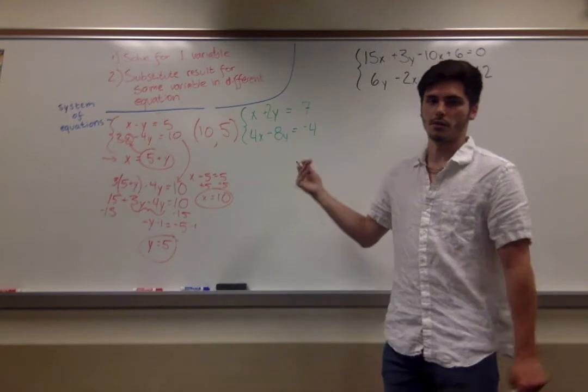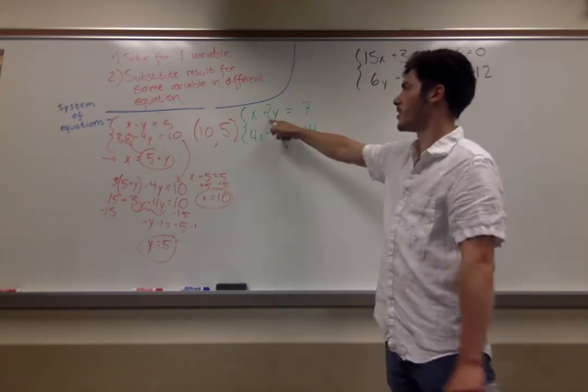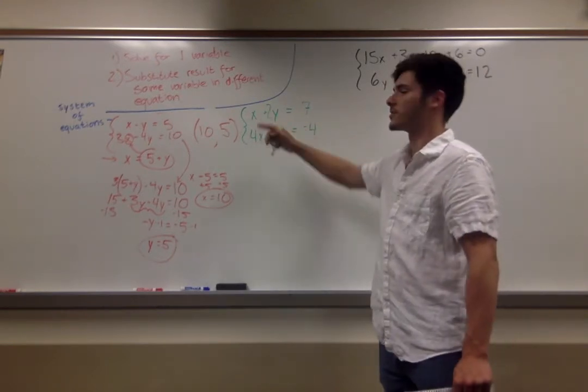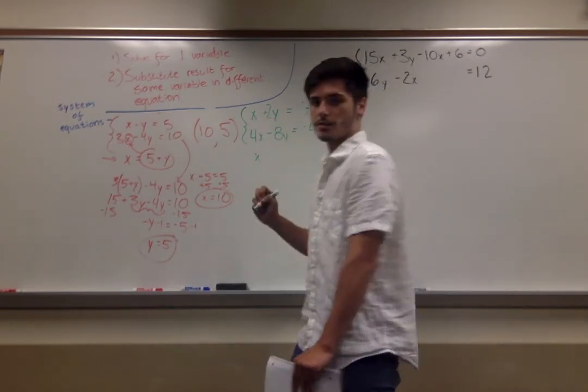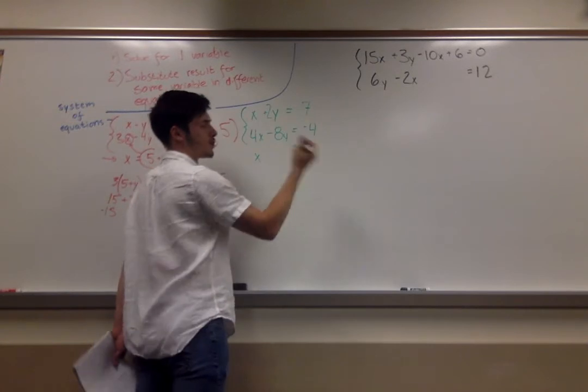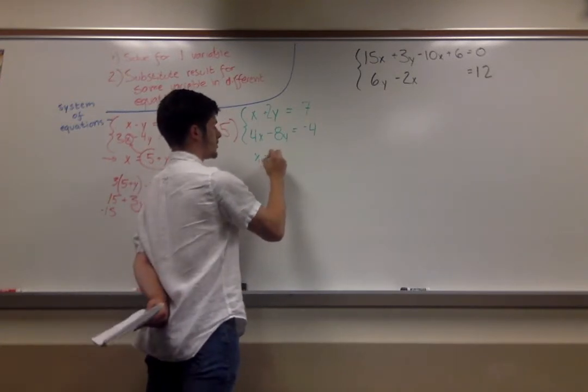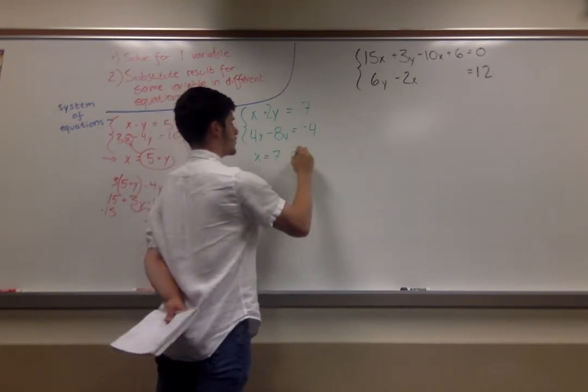Actually, forget I said anything. This one is going to be super easy. There's another number here, but it's going to be just as easy to isolate the x. So what we're going to do is have x there, and we're just going to subtract 2y from each side. So we have x equals 7 minus 2y.